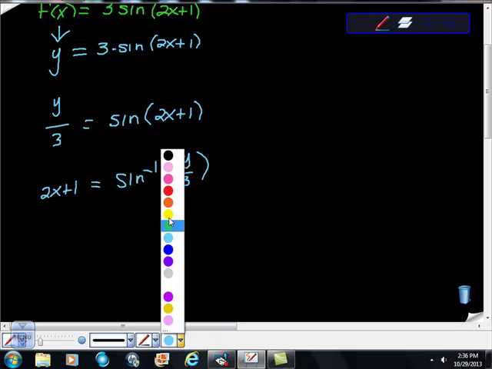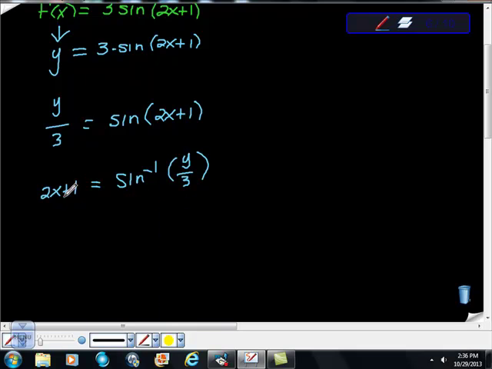I'm going to add positive 1 to both sides. I'm sorry, negative 1 to both sides to get rid of this 1. So I'll get 2x is equal to the inverse sine of y over 3, minus 1. Remember, I'm going to subtract this 1 so it's there, right?